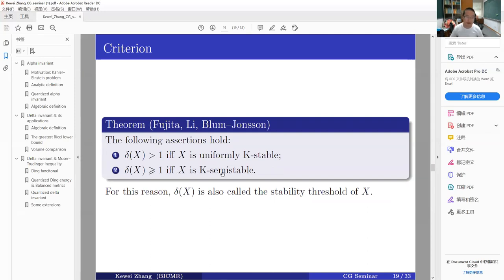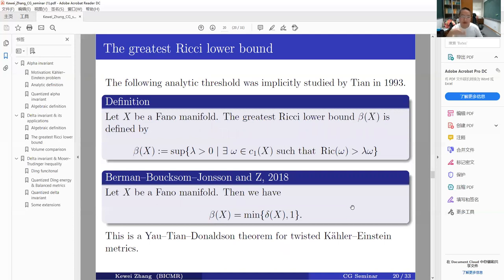Which means that your manifold does not possibly admit a Kahler-Einstein metric, but it is in some sense close to a Kahler-Einstein manifold or variety. Okay. So for this reason, this delta invariant is called the stability threshold. So one can try to use this invariant to cook up or to find more examples of Kahler-Einstein manifolds. And there is a lot of progress going on here. But I will talk about something else, which is called the greatest Ricci lower bound, because this is also closely related to this delta invariant.